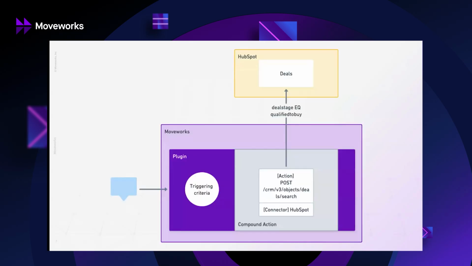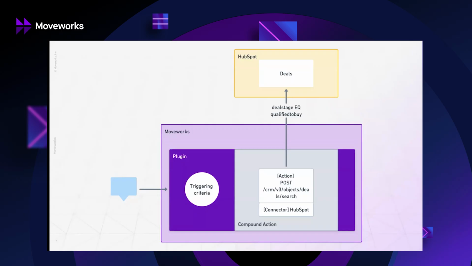For the query use case, this is the general structure, and I think you'll find that largely this is how these use cases are structured across multiple HubSpot use cases. A user comes to the bot and triggers some plugin, which is comprised of the triggering criteria and a compound action. The compound action will be either a list or a set of different actions, but in this case, for the query, it's really just one action.